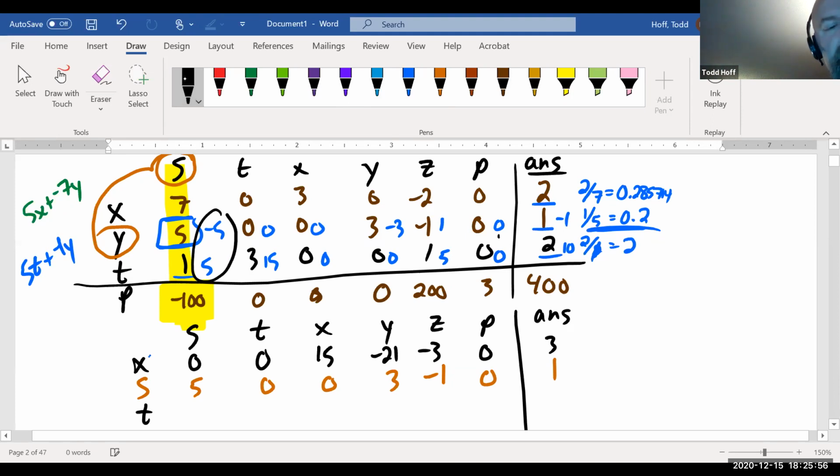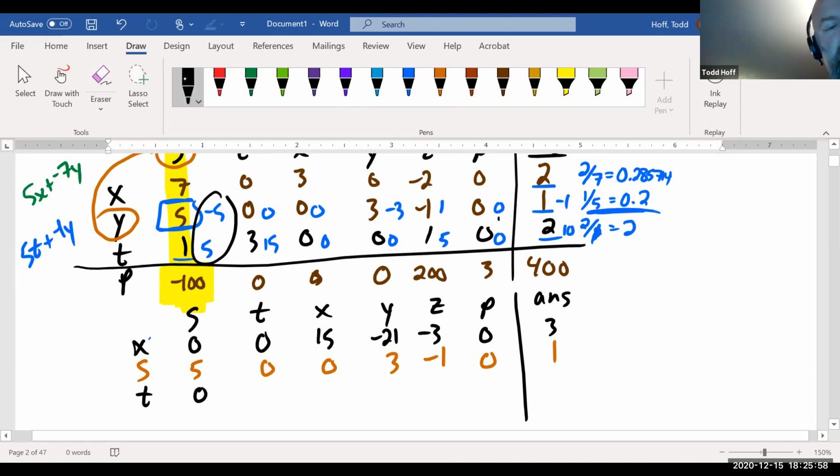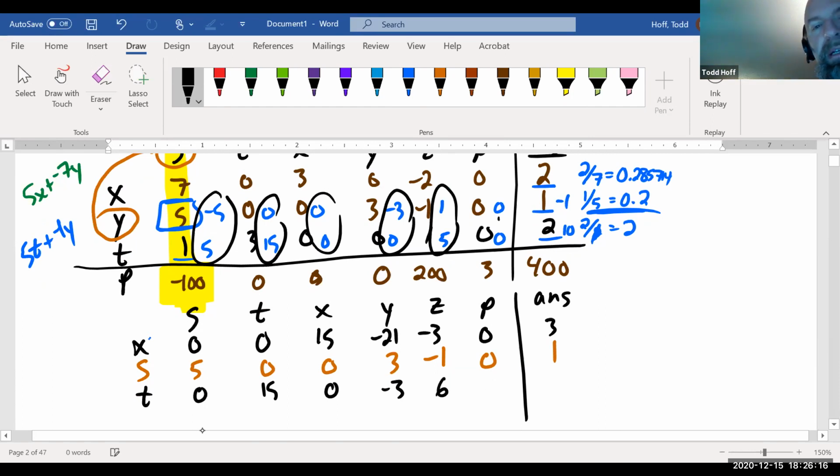Negative 5 plus 5 is 0. Again, that was my whole purpose, to zero out that entry, the entry in the S column of that row. 0 plus 15 is 15. 0 plus 0 is 0. Negative 3 plus 0 is negative 3. 1 plus 5 is 6. 0 plus 0 is 0. And negative 1 plus 10 is 9.